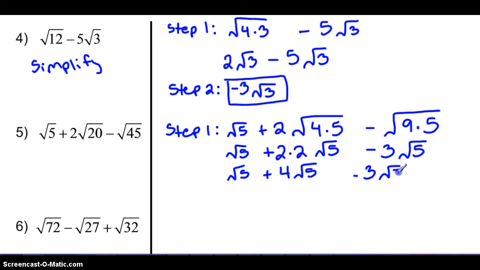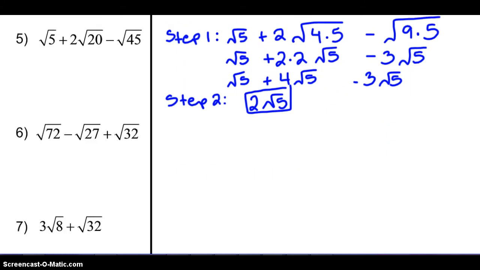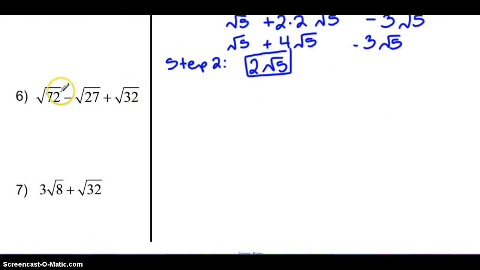Now, voila, I have the same radical, which means step 2, I can actually combine my like terms. And if I have 1 root 5 plus 4 root 5s, that gives me 5 root 5s. Remember, my root 5 does not change. 5 root 5s minus 3 root 5s, that leaves me with 2 root 5s. There's my final answer. Let's try a couple more.